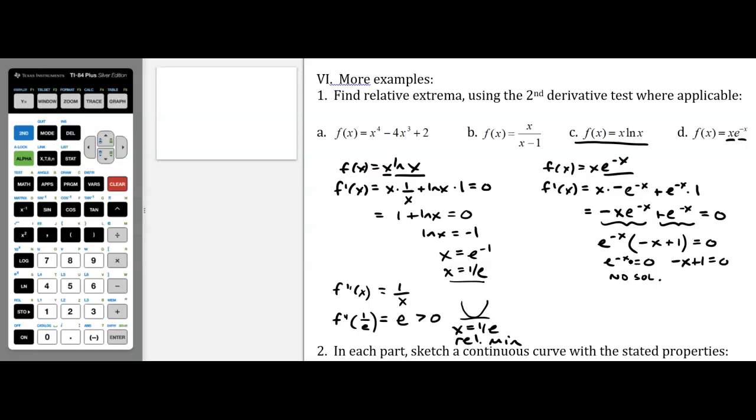There's no x value that would ever make e raised to that power equal to 0. But here the solution is pretty simple. It's just going to be x equals 1. And so let's do a second derivative.